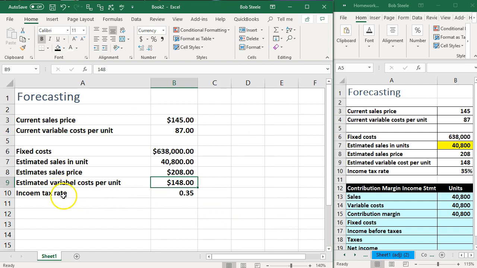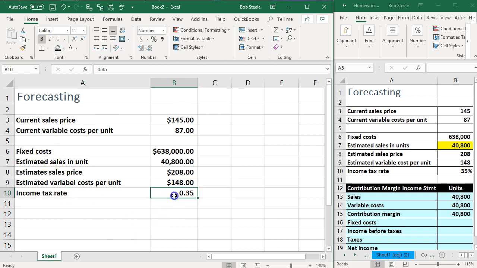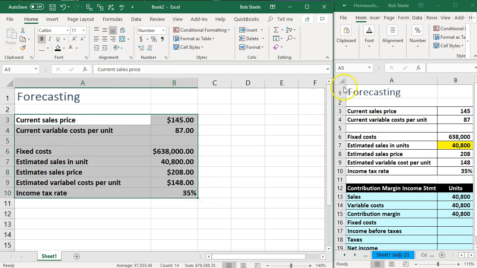And then the income tax rate, income tax, let's make that a percentage. Home tab and percentage here. Okay, so there we have our formatting. We could put a box around all this if we so choose.